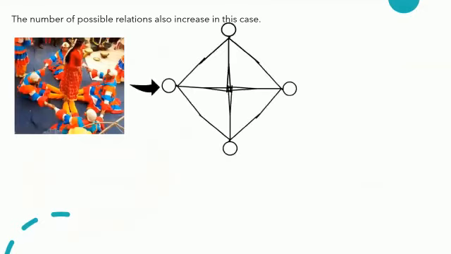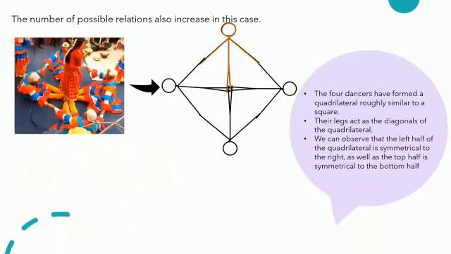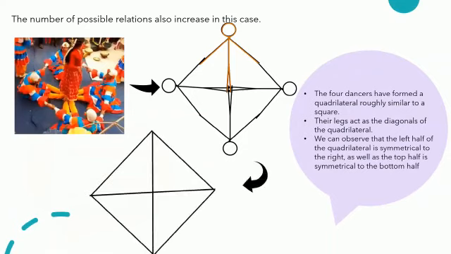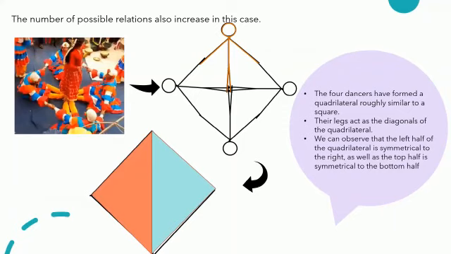Now let us look at a group of dancers who are performing the same dance form, Cholia. So here the number of possible relations also increases. So here is the simplified version where each person is shown. So we can observe that the four dancers form a quadrilateral which is roughly similar to a square. So the legs of the dancers act as the diagonals of the quadrilateral. And we can also observe that the left half of the quadrilateral is symmetrical to the right and that the top half of the quadrilateral is symmetrical to the bottom half.